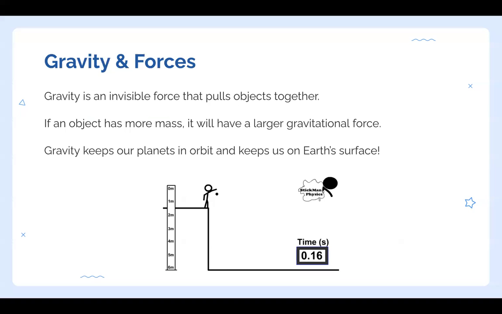You might know that the reason why we're able to sit and stay on Earth's surface is because Earth has a very strong gravitational force. The reason why its gravitational force is so large is because the Earth is very massive. If an object has more mass, it's going to have a larger gravitational force. If the object has less mass, it will have a weaker or smaller gravitational force. Gravity is also the reason why the planets in the solar system are able to stay in orbit.